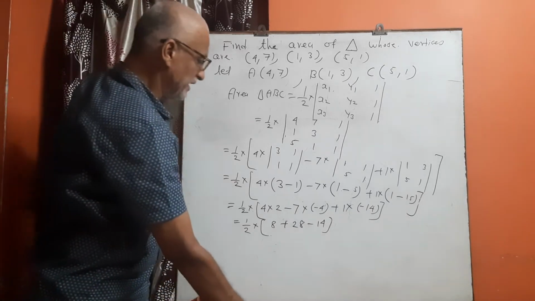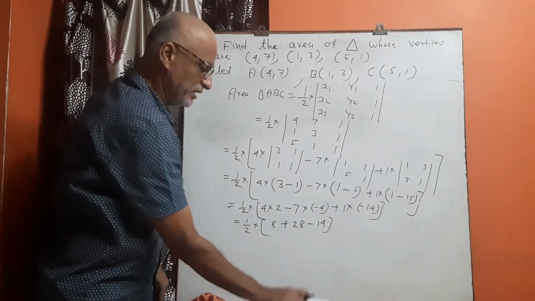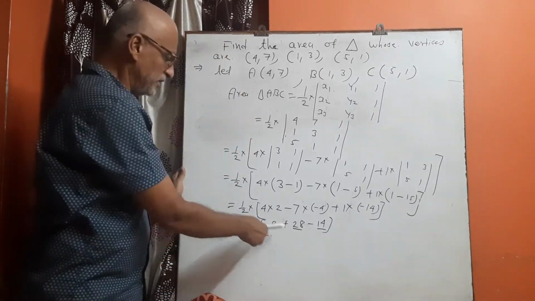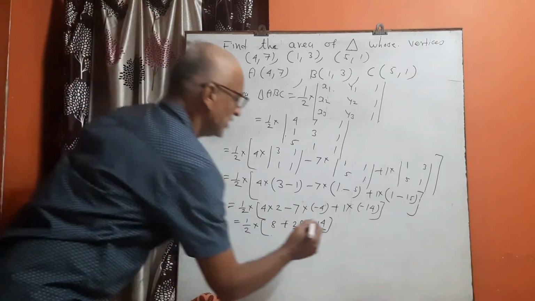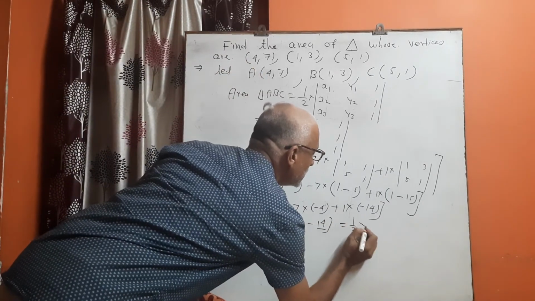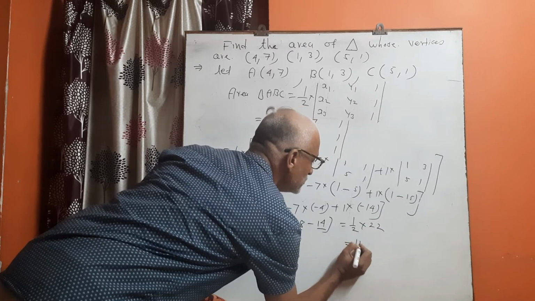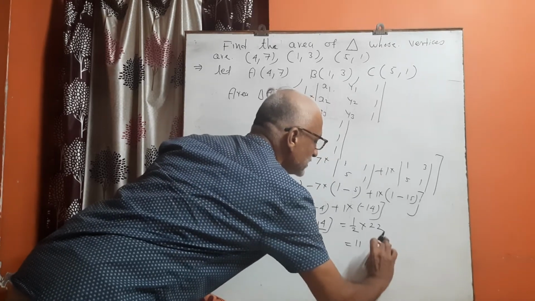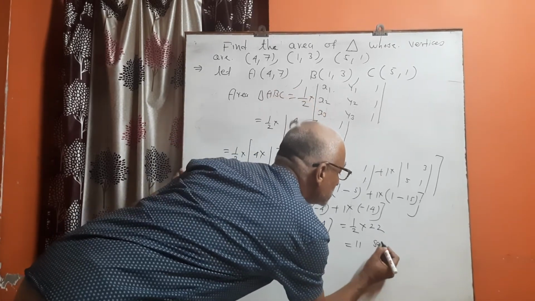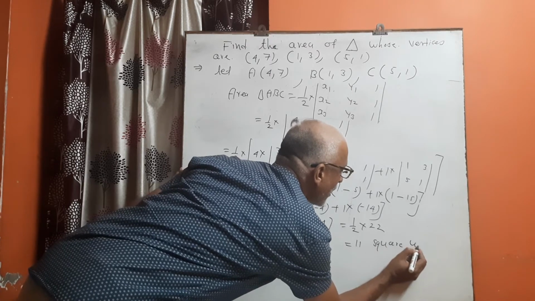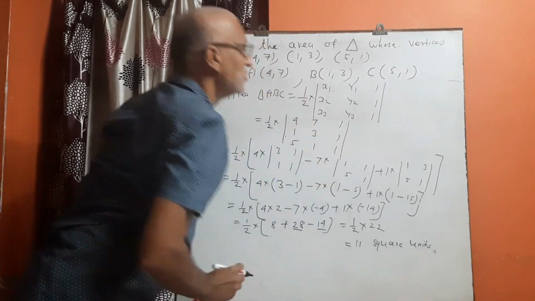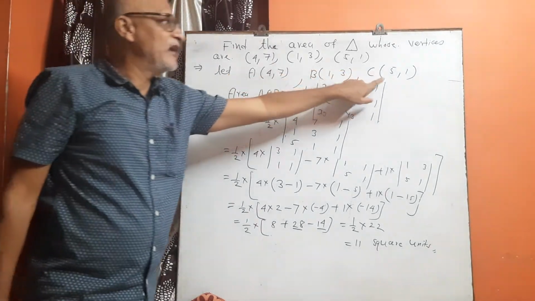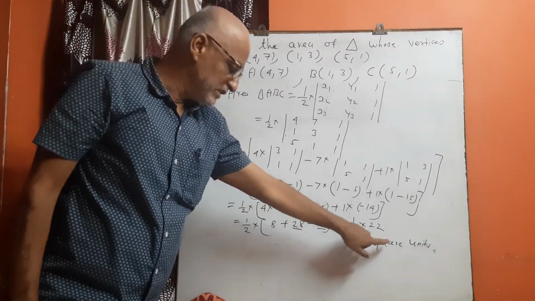So 28 minus 14, that is 14. 14 plus 8, that is 22. So we get half into 22, which is equal to 11 square units. So the area of the triangle whose vertices are (4, 7), (1, 3) and (5, 1) is equal to 11 square units.